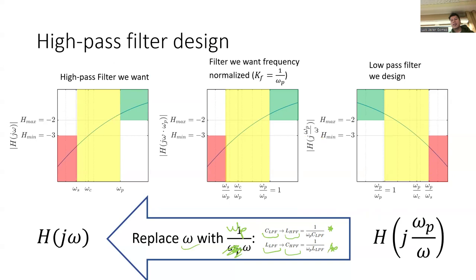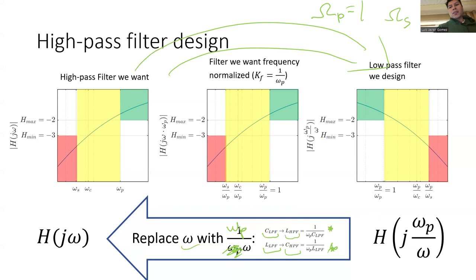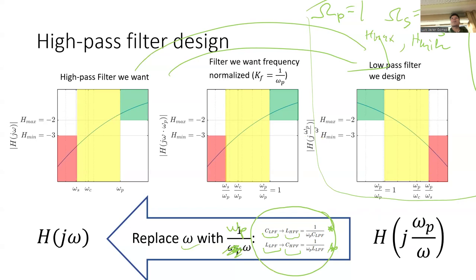So that's effectively how we're designing these low pass filters. On the way here, we define the equivalent low pass filter stop band and pass band frequencies, which are omega pass equal to one and omega stop equal to omega pass over omega stop. Once we have the specifications of H max, we keep the H max and the H min, so those stay the same. We can just plug into our formulas to design our low pass filter. Once we have our low pass filter, then we use these formulas to design our high pass filter. And that's it, that's all.